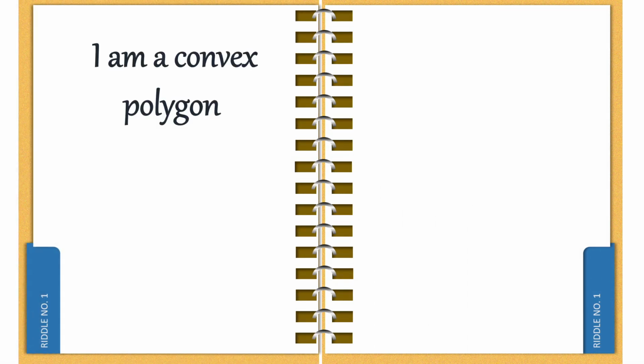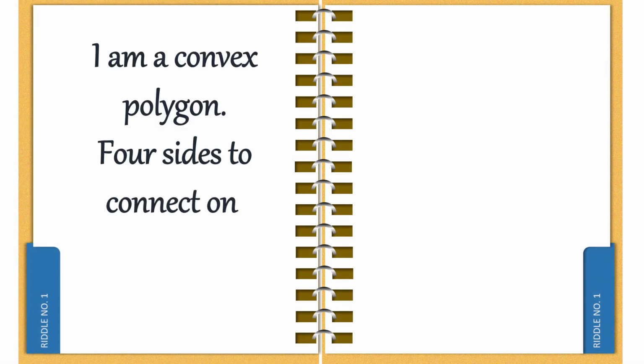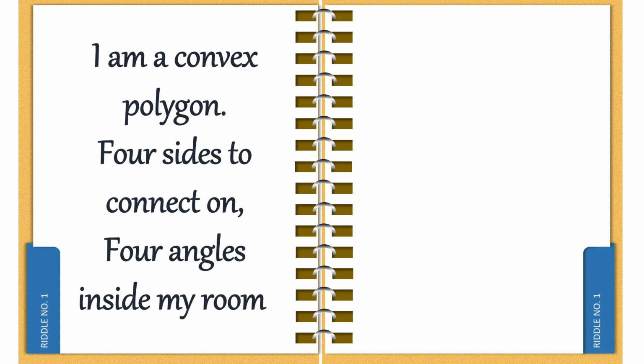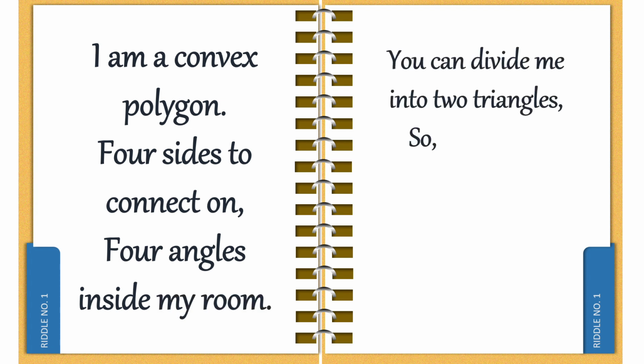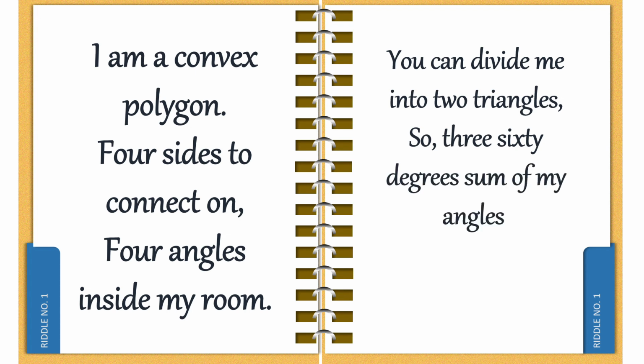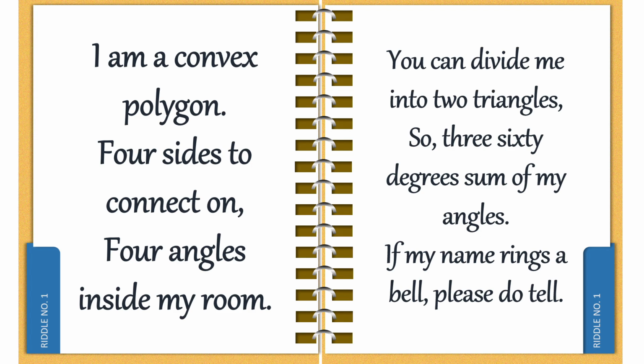I am a convex polygon. 4 sides to connect on, 4 angles inside my room. You can divide me into 2 triangles, so 360 degrees sum of my angles. If my name rings a bell, please do tell.